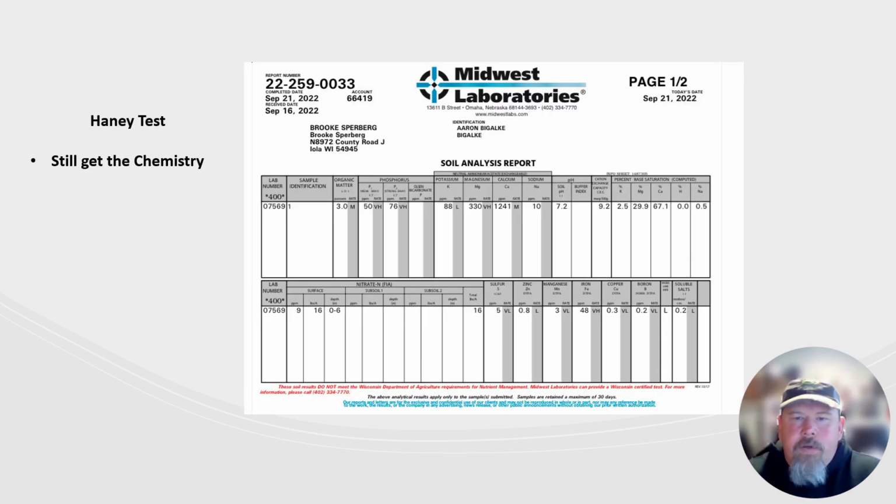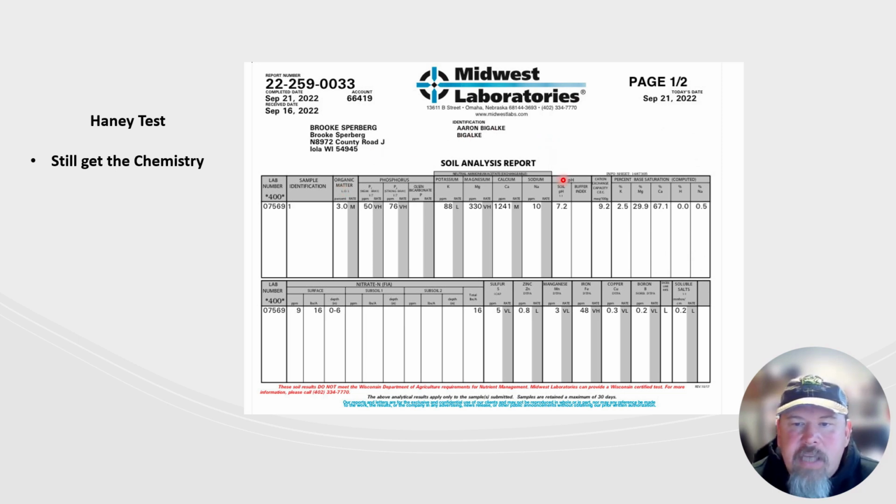So what we can do is take a step up in soil samples and do what's called a Haney test. With the Haney test, you still get your chemistry, the stuff you would get with a normal soil test that you're used to. This is one that I had done on an area I've been working with for 4 years now, just trying to get some of my sand ground more productive. As you can see from this one, organic matter is at 3, which for my area is definitely an improvement.